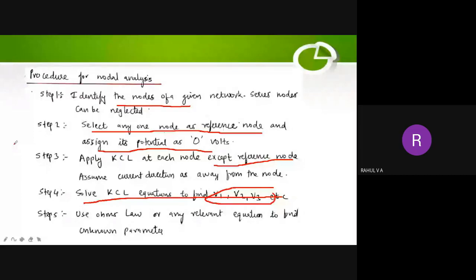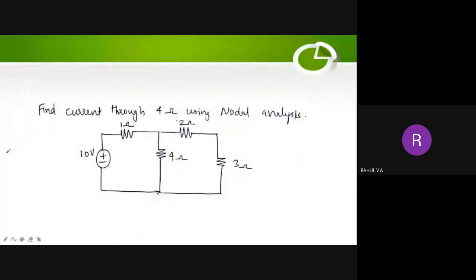Okay, so we will do one problem. So this is the circuit. You have to find current through 4 ohm resistor using nodal analysis. For the same circuit, you can find current easily by mesh analysis also. But since they have asked to find the current through 4 ohm resistor using nodal analysis, first we have to find out number of nodes. So I can draw number of nodes here.